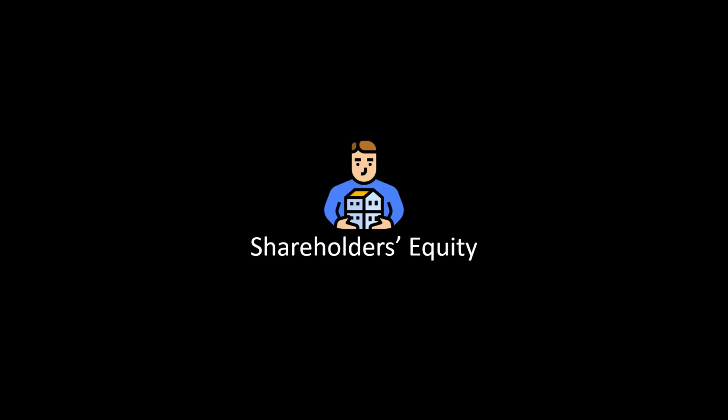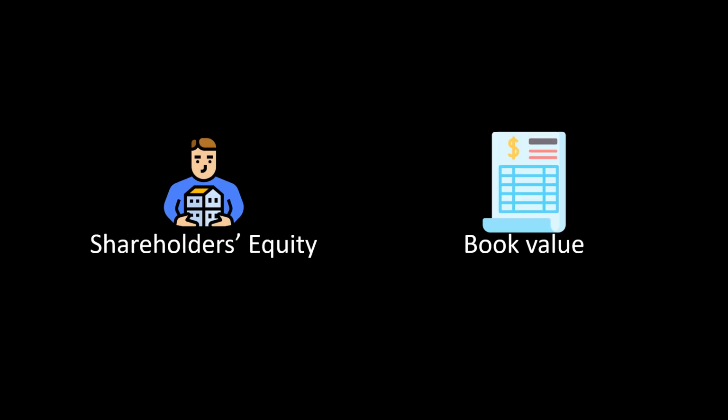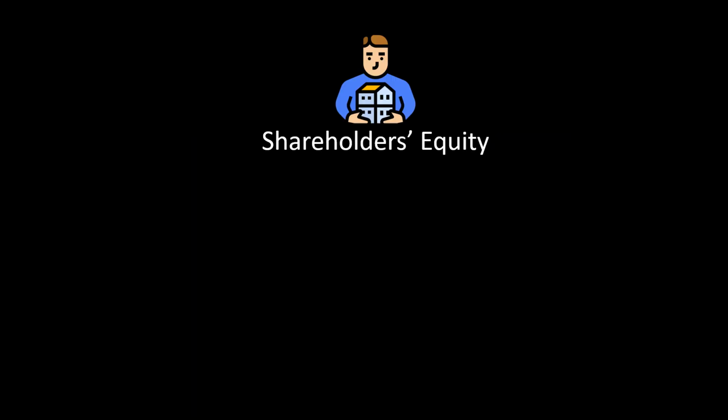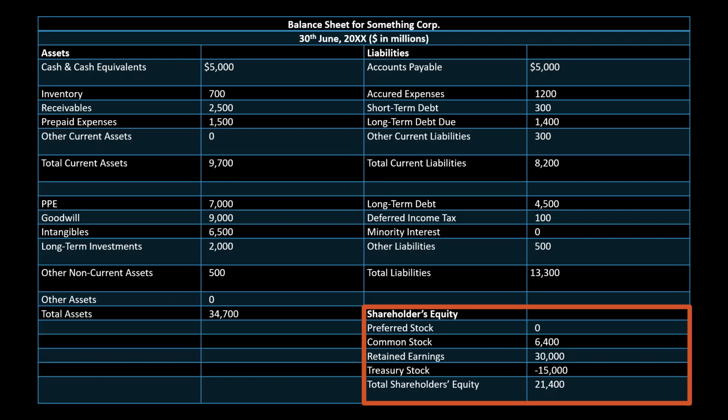Now we're on to shareholders' equity. Remember in my explanation of goodwill, where I mentioned book value a few times? Well, book value is shareholders' equity. They are the same thing. Like I said before, shareholders' equity is the money the business owes to the owners, the shareholders. Everything here is shareholders' equity.